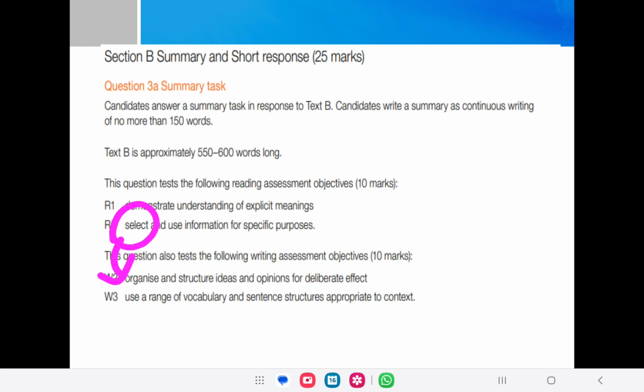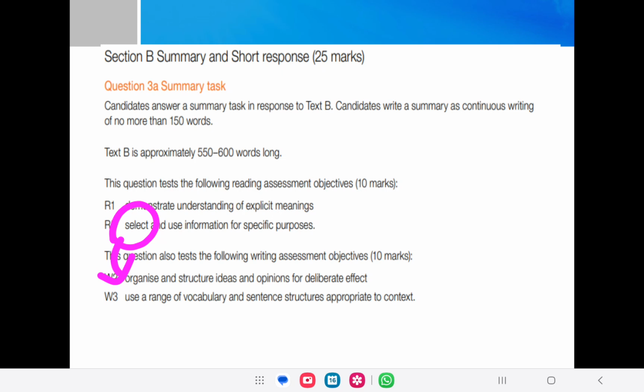Deliberate effect means whatever you want to make it. If you select information, you can write a directed writing task also. You can write a summary writing task also. So this is up to you, and any kind of twist that you give it is a deliberate, intentional one that you want to do. So you will organize and structure ideas and opinions for deliberate effect.